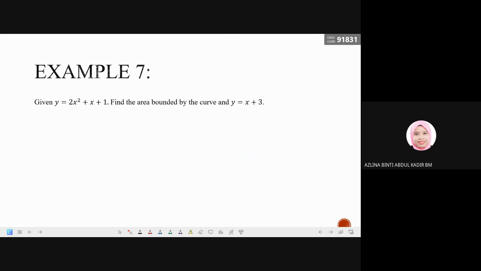Okay, next. Example 7. Given y is equals to 2x squared plus x plus 1, find the area bounded by the curve y is equals to x plus 3. Ini ada dua equation, dua curve. Right? So macam mana awak nak solve? Awak ingatlah, apa-apa pun memang kena sketch, memang kena cari x intercept, y intercept. Nak senang kan? Okay. So kita sketch for quadratic.